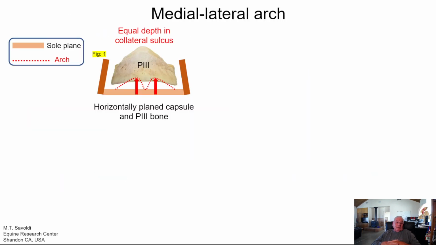So now we can talk medial lateral arches. Looking at this cartoon drawing, we have a P3 bone put in, where the drawing's been placed around the cartoon. So some of the things to look for when an arch starts to collapse. On this foot, we see equal depth to our commissures, and the angles of our sole are equal. And so we have a horizontally planed hoof capsule with a horizontally planed P3 bone.